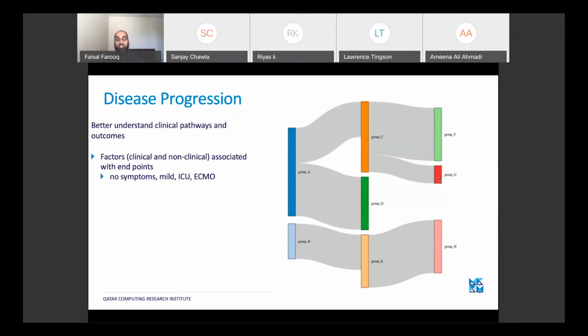Again, factors, not just clinical factors, but socioeconomic factors, behavioral factors, as well as clinical factors. What are those factors that describe which pathway the patient will follow? Now, this is going to be extremely important to understand which patients should be treated how and managed how. Again, when there's no treatment right now, how should they be managed?